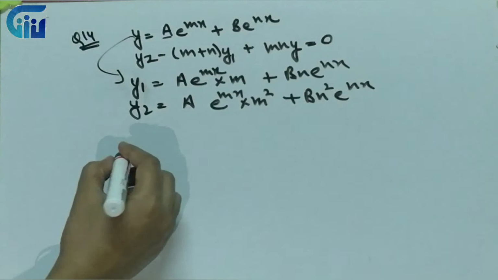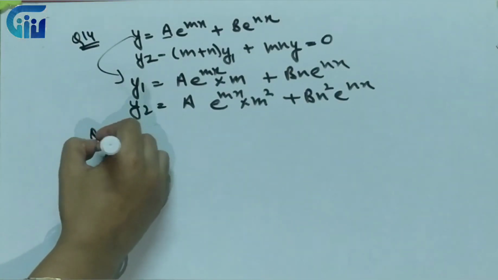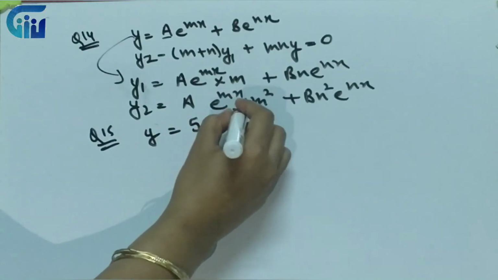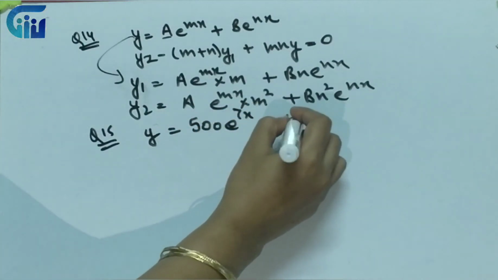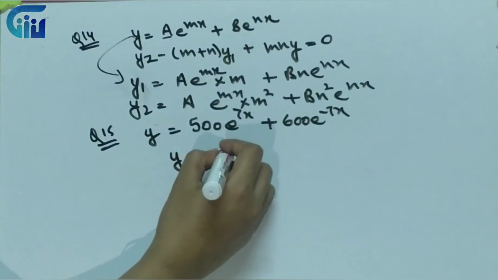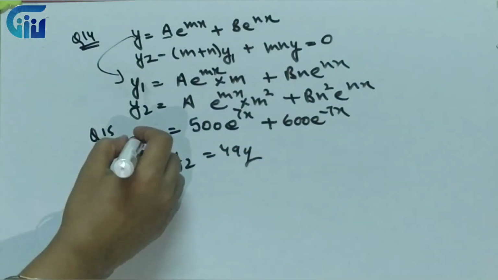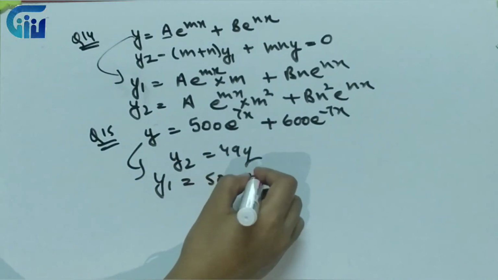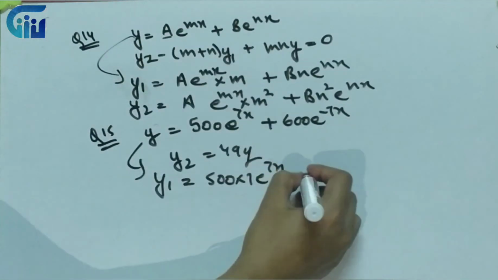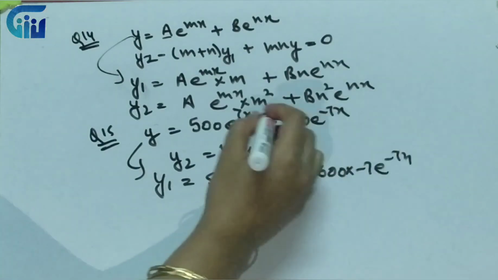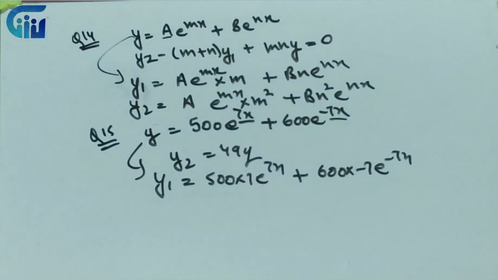Question number 15 again is on the same line, so everyone can try. It is like this: 500 e^7x plus 600 e^(-7x). So what we have to show is that y2 is equal to 49y. So again we will differentiate. So this is y1. So 500 into 7 e^7x, exactly on the same lines, 600 into minus 7 e^(-7x), with the difference that these two are the same with the difference of sign.